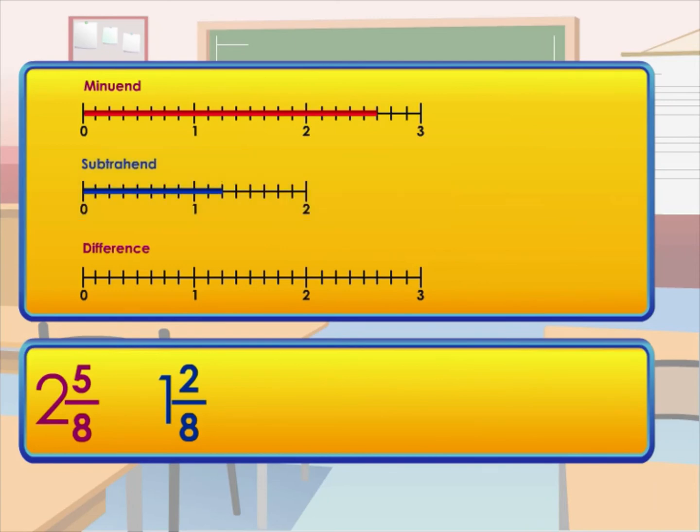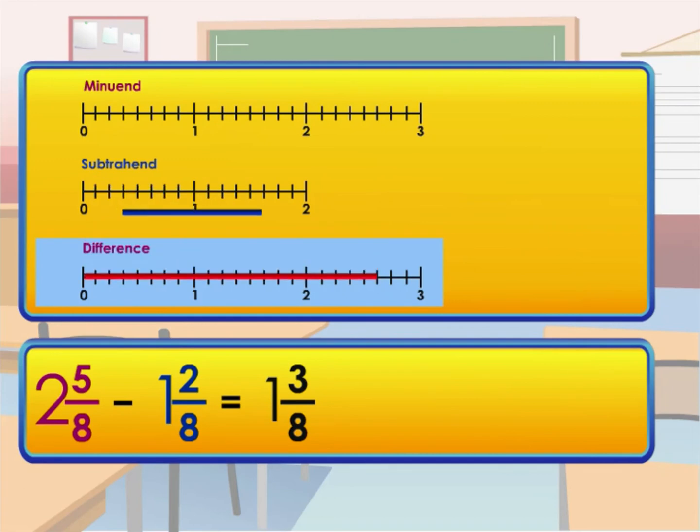If the minuend and the subtrahend have the same denominator, subtract the numerator of the subtrahend from the numerator of the minuend to get the numerator of the difference. See that the red line is now at 1 and 3 eighths or 1 and 3 over 8.